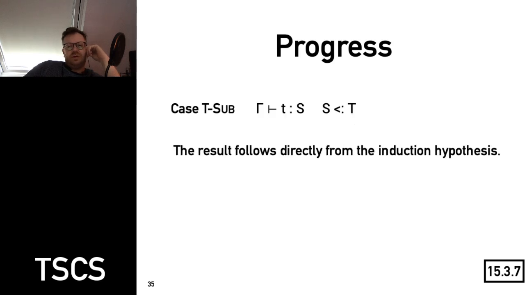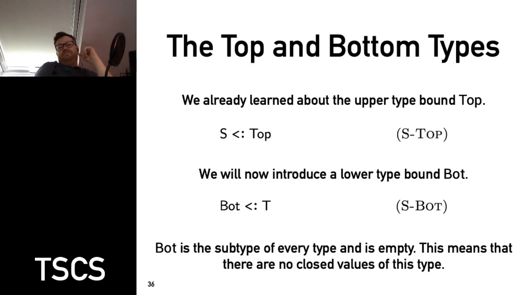Good. T-Sub again follows from the induction hypothesis out of the sky. You don't need anything fancy for that. That's pretty neat. Good. Yeah, that concludes the proof, by the way. And then you've shown that we now have safely introduced subtyping into the simply typed lambda calculus, which is quite neat. Good.